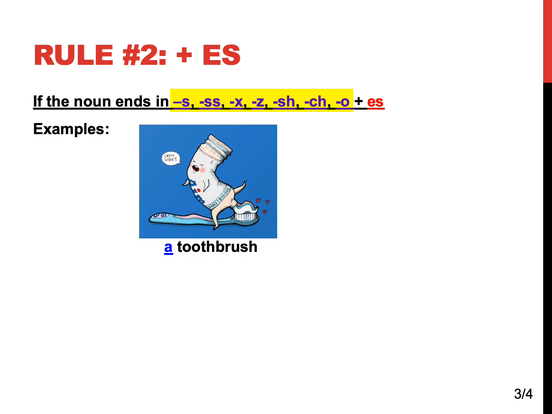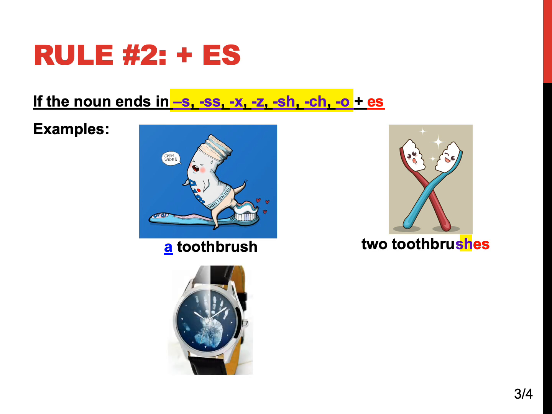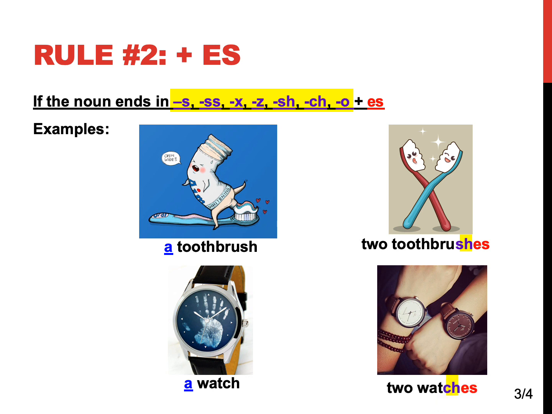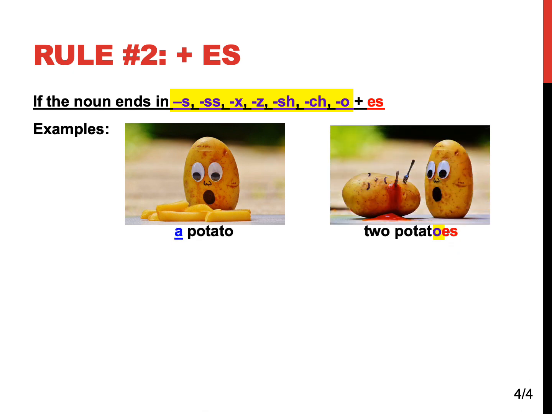This is a toothbrush. There are 2 toothbrushes here. We have a watch here. We have 2 watches. This is a potato. There are 2 potatoes here.